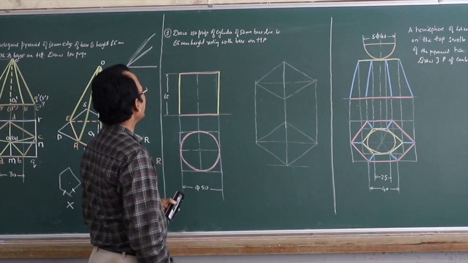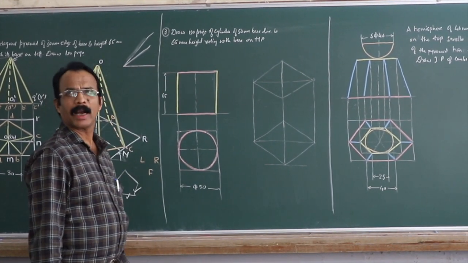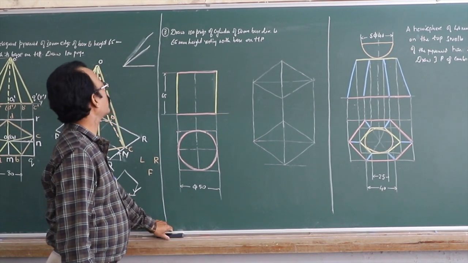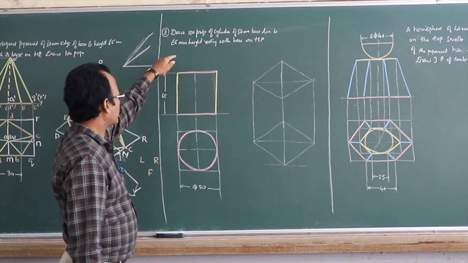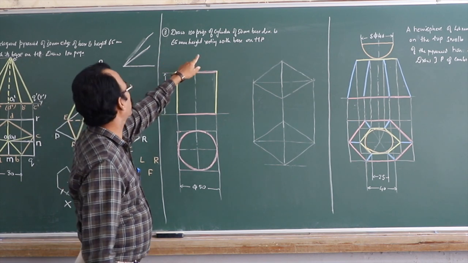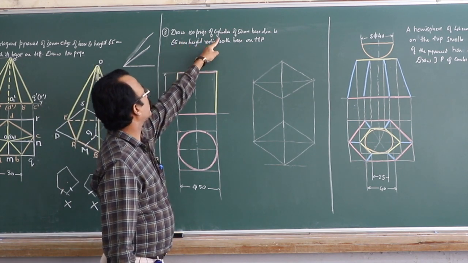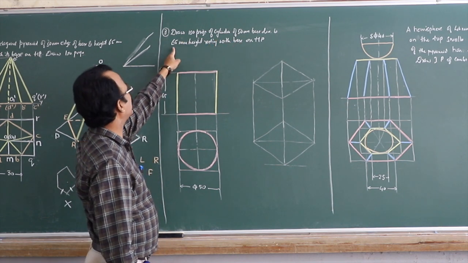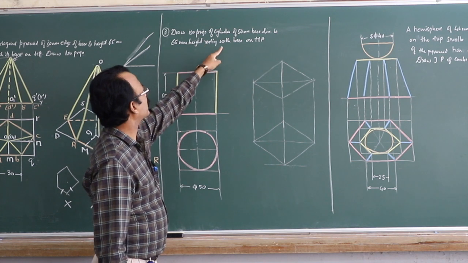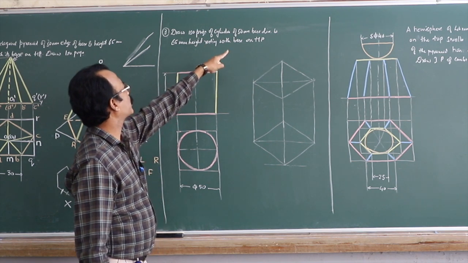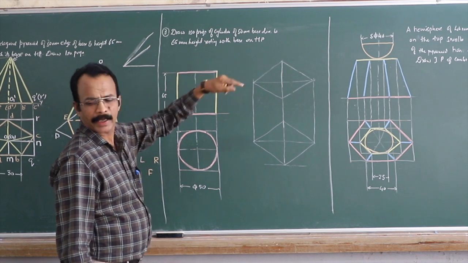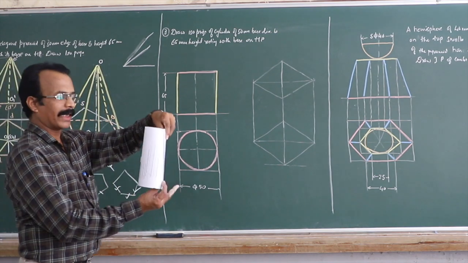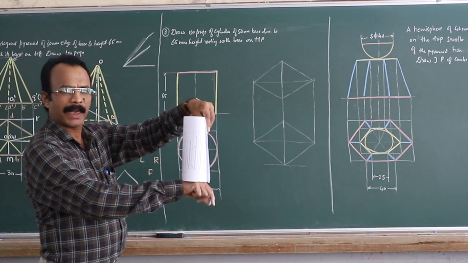So next is how to draw the isometric projection of a cylinder, right? So you can look at the problem. Again, it is a solved problem. Draw the isometric projection of a cylinder of 50 mm base dia and 65 mm height, resting with its base on HP. Resting with base on HP. So you know the cylinder, it is like this. It is resting with its base on HP.